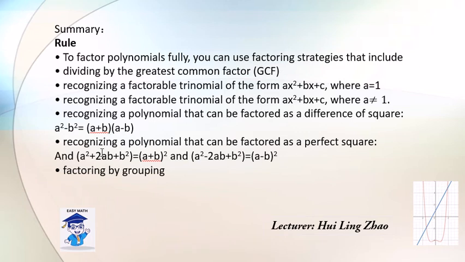Next, recognizing a polynomial that can be factored as a perfect square. a squared plus 2ab plus b squared equals the perfect square of a plus b, and a squared minus 2ab plus b squared is the perfect square of a minus b. And the last one is factoring by grouping.